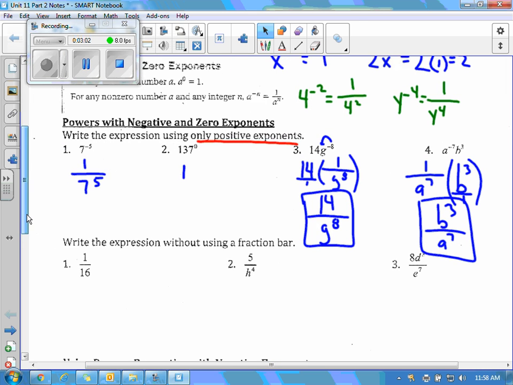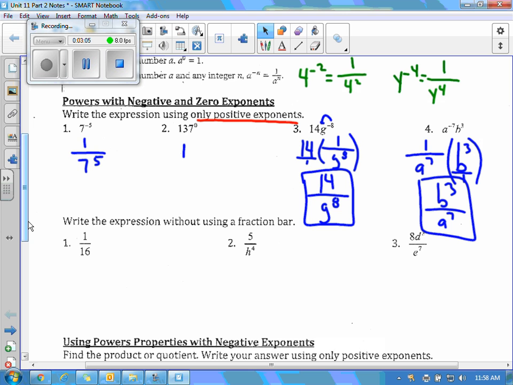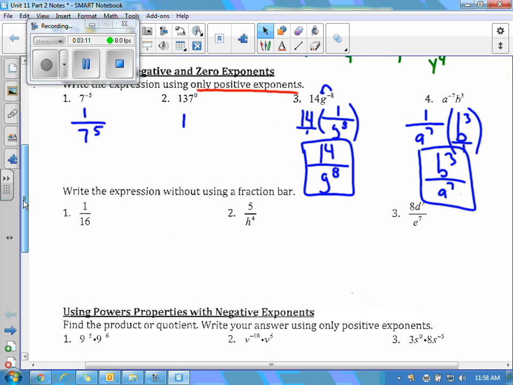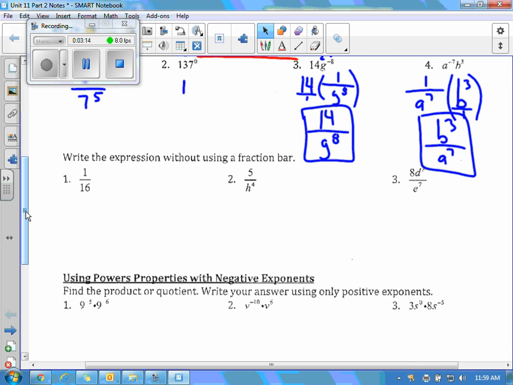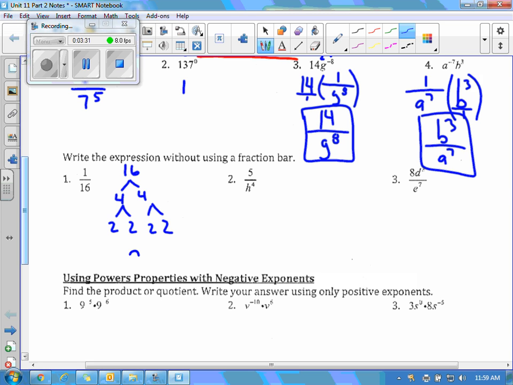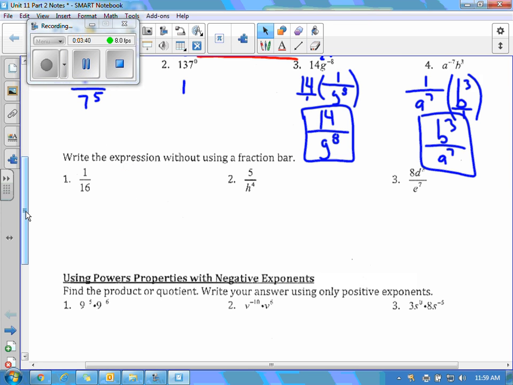If you look at the next section, it says write the expression without using a fraction bar. This is basically the opposite of what we just did. This is going to be kind of hard to remember, but when I have something like 1 over 16, remember, we're working with exponents. Right now, I don't have an exponent. So what I need to do is make a factor tree for 16. If I factor that, I get 4 and 4, and 2 and 2. That's my factor tree. My prime factorization is 2 to the 4th. So 1 over 16 I can rewrite as 1 over 2 to the 4th.